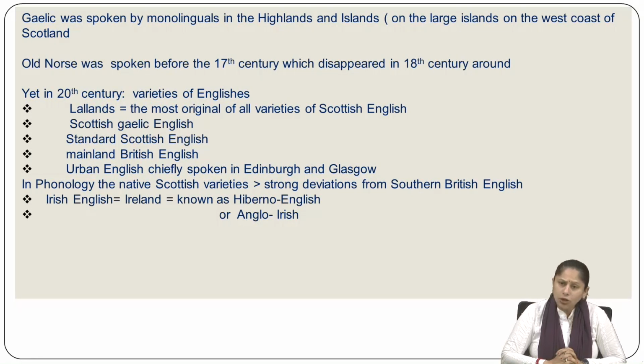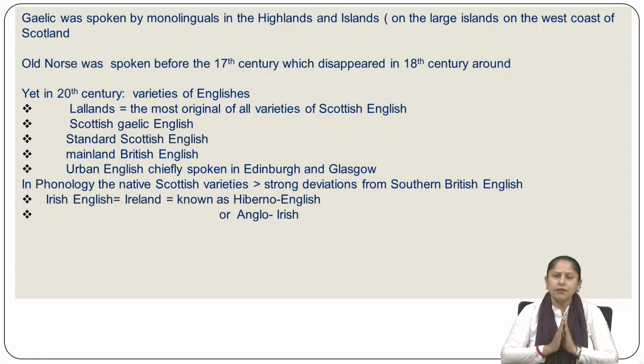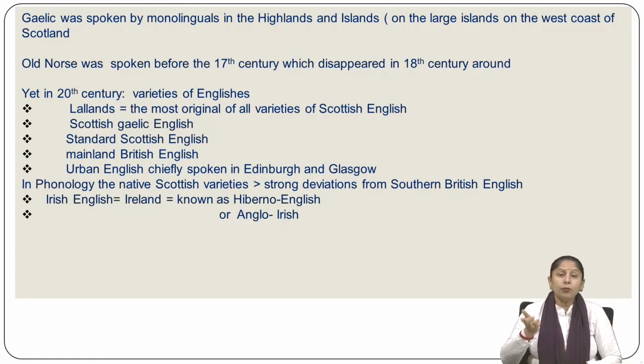It was Scottish only. The people who live under the large islands were known to be the people who are speaking Gaelic English, but actually Gaelic is also one kind of Scottish English. Old Norse was also one kind of English. It was spoken before the 17th century, and disappeared around the 18th century.